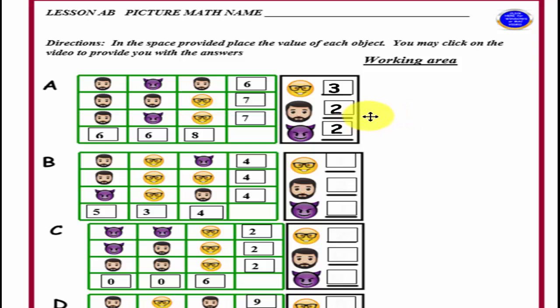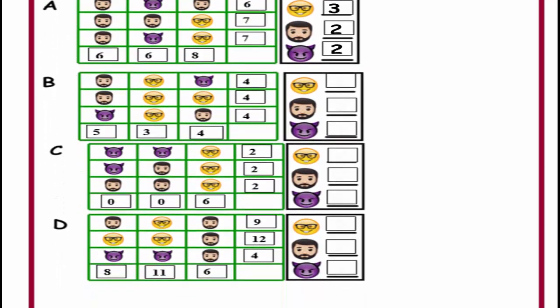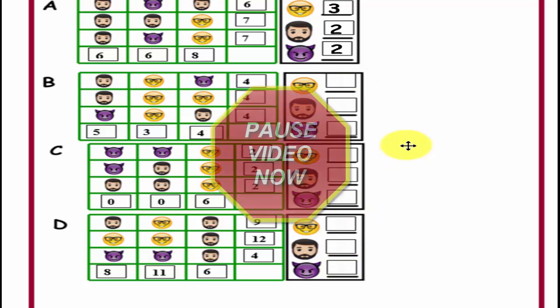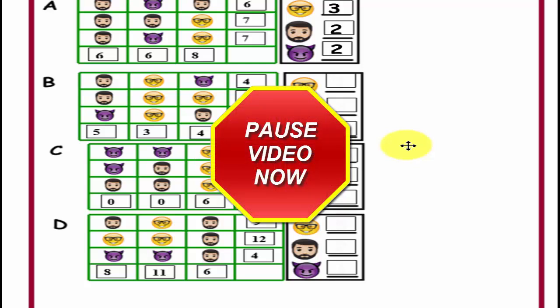Okay, now here's what we like to have you do. We've shown you how to do the first one. We'd like to show you how to do the rest. If you would, please complete problems B, C, and D and determine the value of each one. Now, before you do that, we'd like to have you pause the video, complete the lesson, and then when you're done, continue playing the video and we will provide you with the answer. If you would, please pause the video now. Thank you.